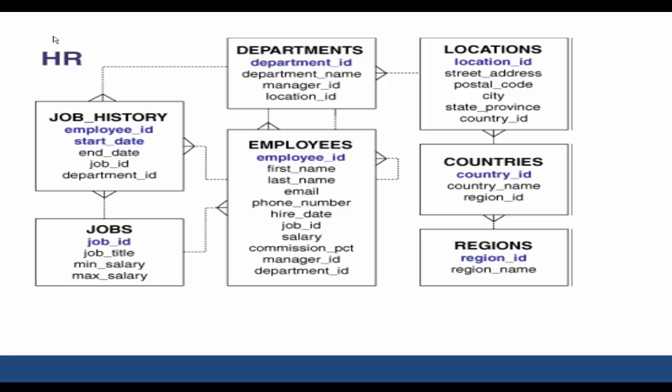This is what an entity relationship diagram looks like. This is a sample ERD of the HR schema. The HR schema is a sample database schema in Oracle. This is provided by Oracle. It's just a sample schema used for educational purposes only. In this graphical representation of the ERD, it shows there are 7 tables in this schema: departments, locations, countries, regions, employees, jobs, and job history. It also shows the relationship between the tables.